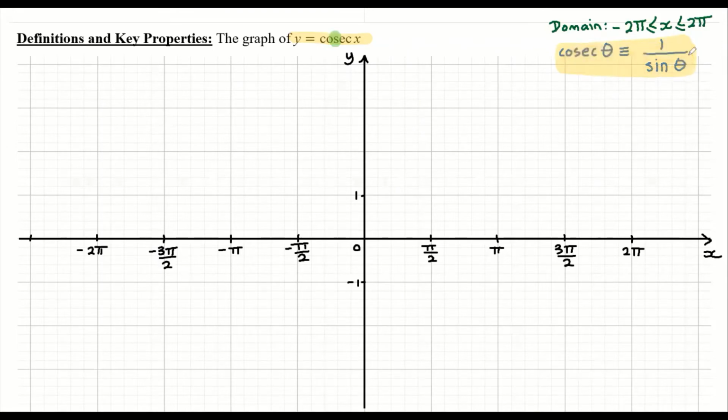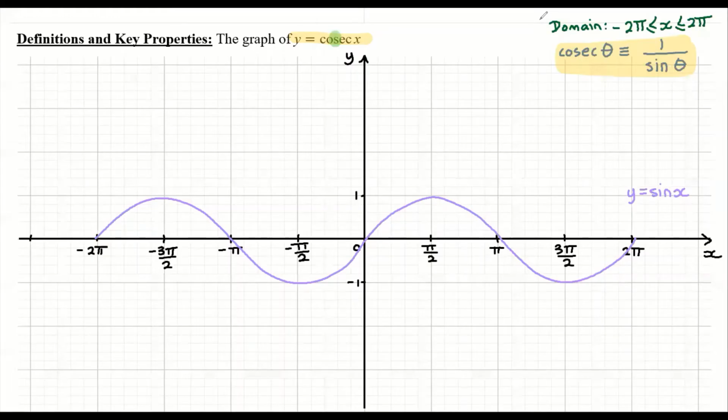So we need to consider, first of all, the graph of sine theta. So what I would like you to do, just pause the video and add to the axes that you've drawn, the same as mine on the screen here, add the graph of y equals sine x first. Okay, and then we can talk about cosec x. All right, so I've just added the graph of y equals sine x in purple onto the axes there. So we're going to consider the reciprocal of this.